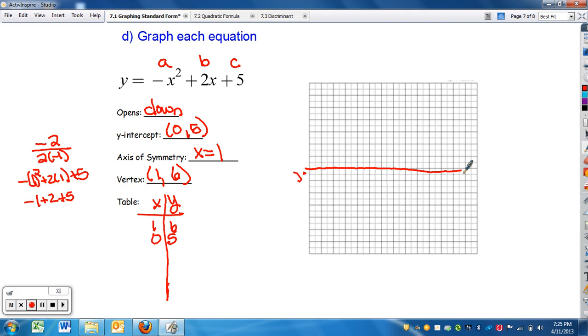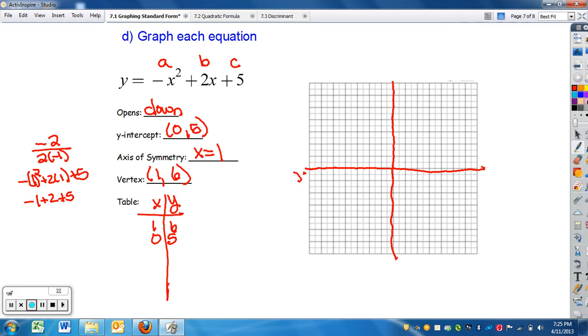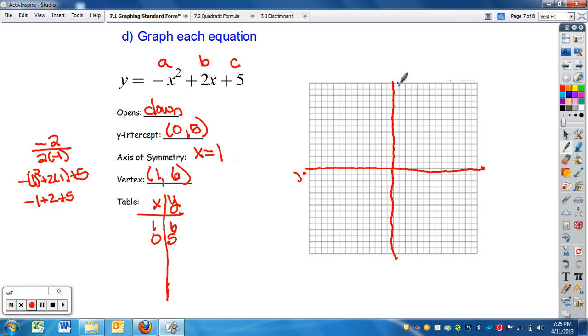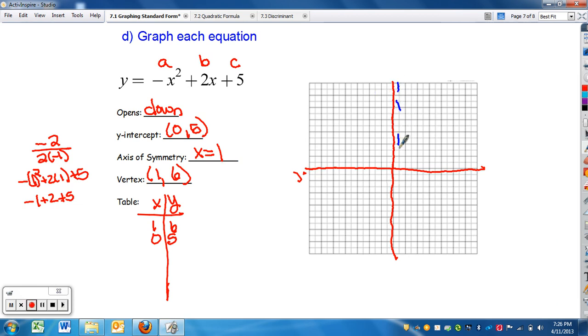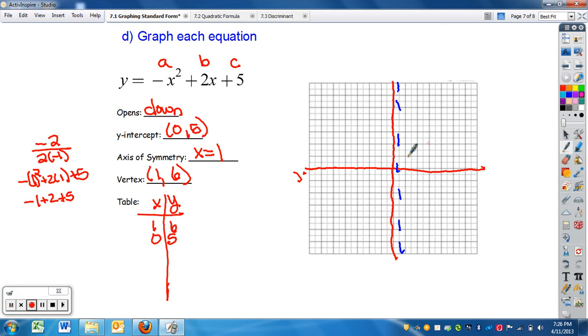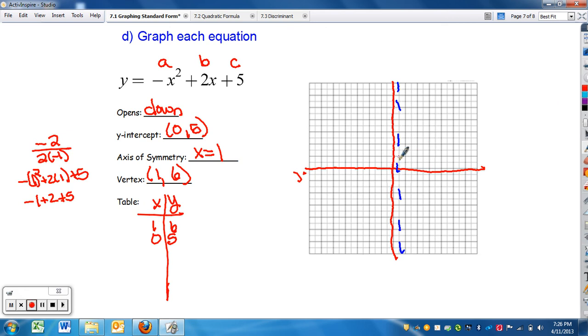Drawing my lines. All right, so my axis of symmetry, it's at 1. All right, (1, 6), 1, 2, 3, 4, 5, 6. I'm not going to have to change my scale because I have pretty small numbers. (0, 5). All right, looking, I don't have any points in between, so I'm going to go out 1. I'm going to go to 2.